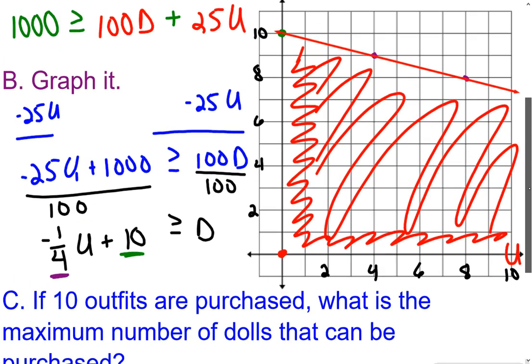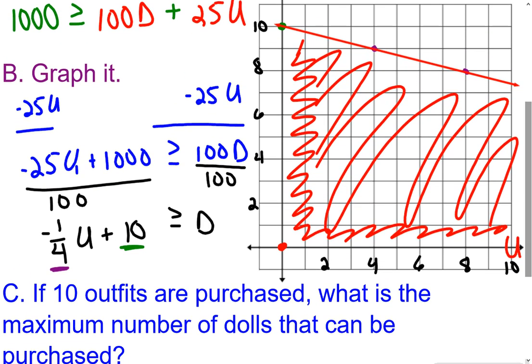So I'll come down here and I'll go, well, 10 outfits, that's over here, right there at 10. So now we want to know what's the maximum number of dolls that we could purchase. So I would look at this, and I'm going to follow this 10 outfits. Anywhere along here is the number of dolls that we could then purchase.